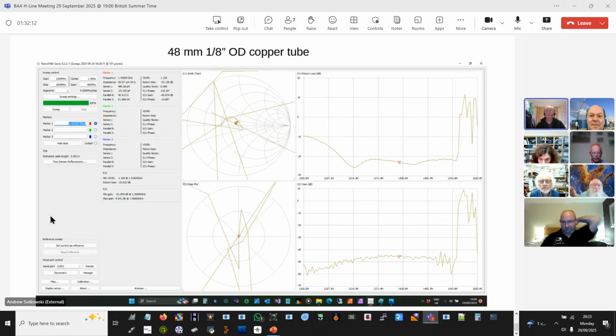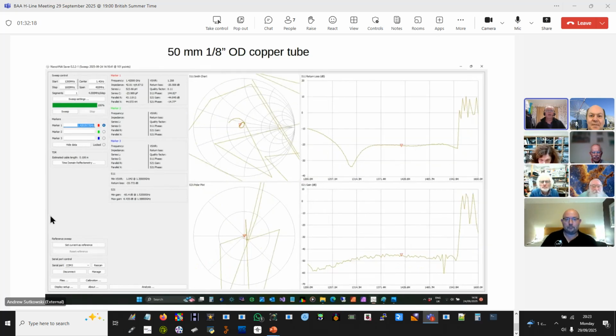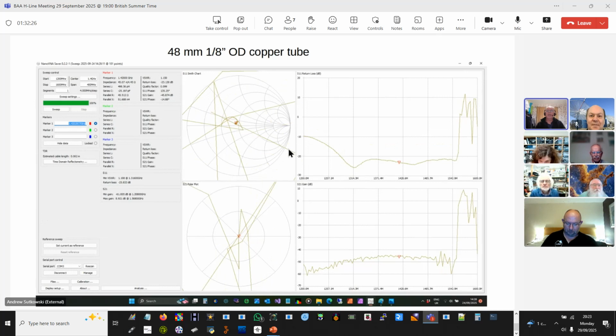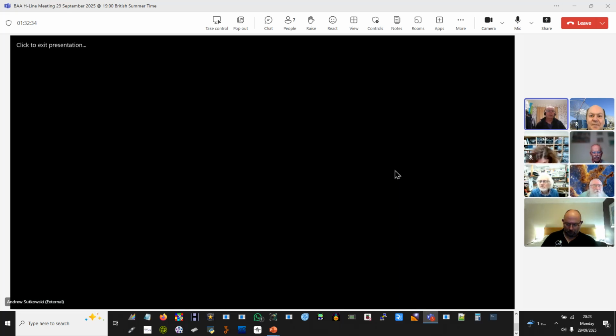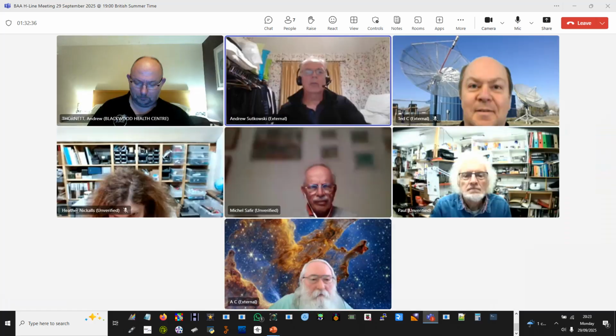Similarly, if you do 48 millimeter, you get the same sort of response. But if you go higher, to 50 millimeter, again you get a peak, but at a lower frequency. I was a bit surprised that the area of resonance, if you like, gives you such a broad, flat region. But that's what I found. And so I think that was it. So there you are.